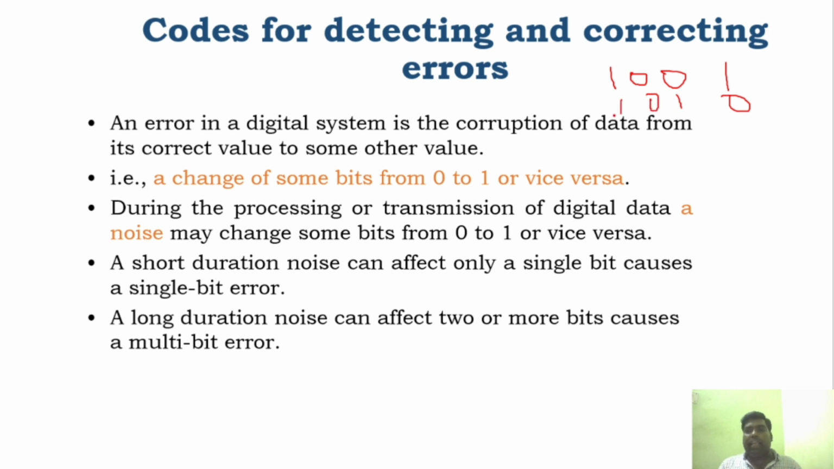And if you see here, now 2 bits have changed. That is, this 0 is changed to 1 and this 1 is changed to 0. So this is a multi-bit error.